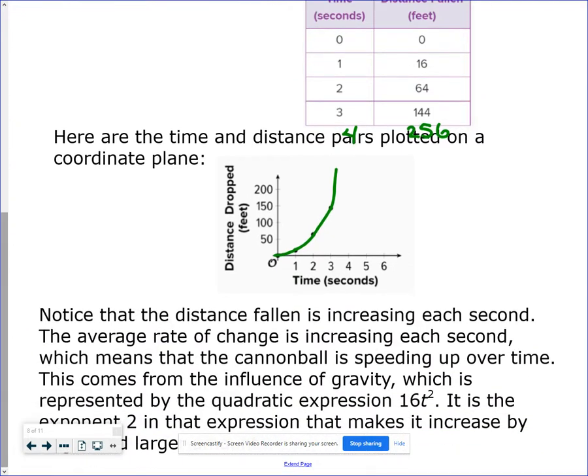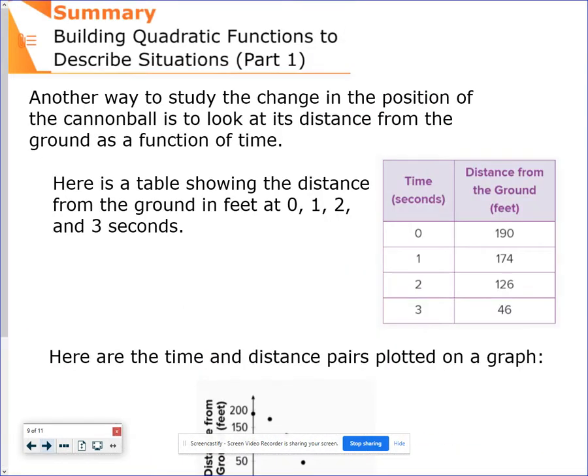Right, so that's what we've got there, and that's all on your paper. Another way to look at that same information is to look at it the other way, like how far is it from the ground? So at 0 seconds, it's 190 feet from the ground. After 1 second, it's fallen 16 feet. So it would be at 174, and then it falls another 64 feet after 2 seconds, and 144 feet. And again, you can see there's not enough space even for that last second.